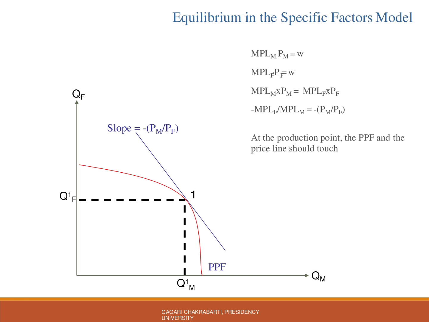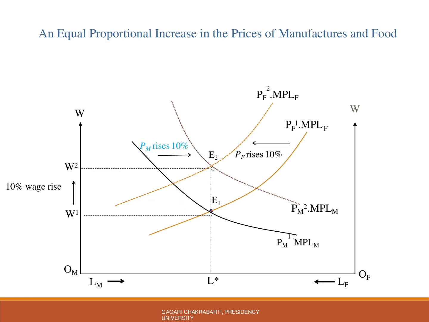Similarly, we can find out the PPF for the foreign country also, and we can find out the pre-trade or the autarkic equilibrium in the foreign country. But before we move into that, we consider some very important comparative static effects in the specific factor model, and these results will have tremendous policy implications. Now let us consider first of all an equal proportional increase in the prices of the manufacturing product and the food product. So we start from this diagram.